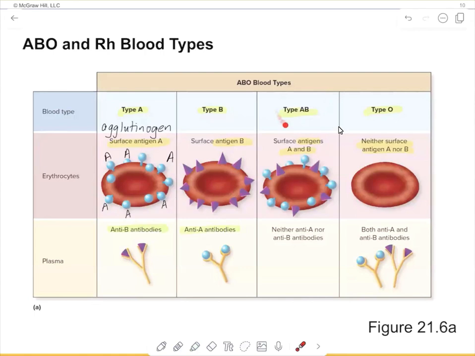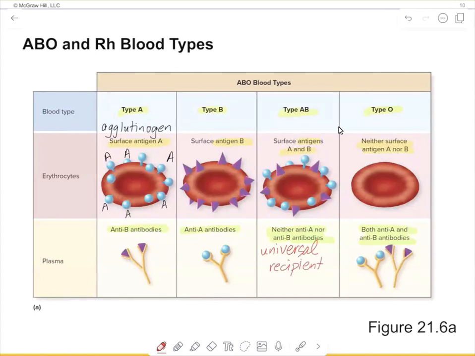Type AB blood is going to have both the A antigen and the B antigen. So since it has both antigens, it's not going to have any antibodies. The type O blood, since it has no antigens, it's going to have antibodies against everything else. So it's for this reason that we refer to type AB blood as the universal recipient.